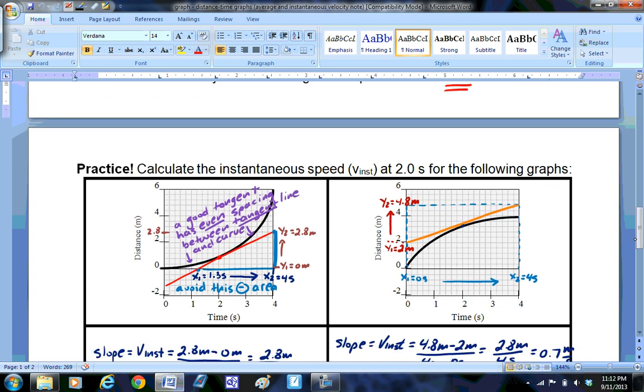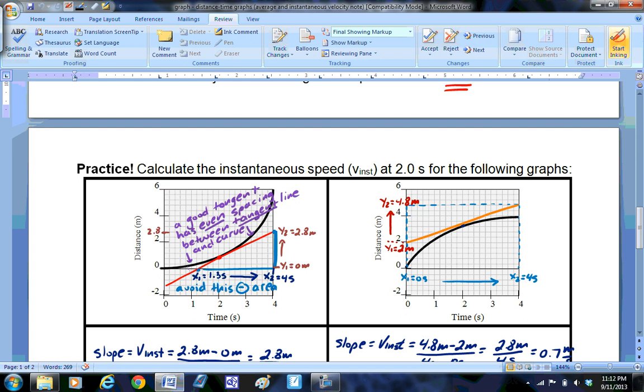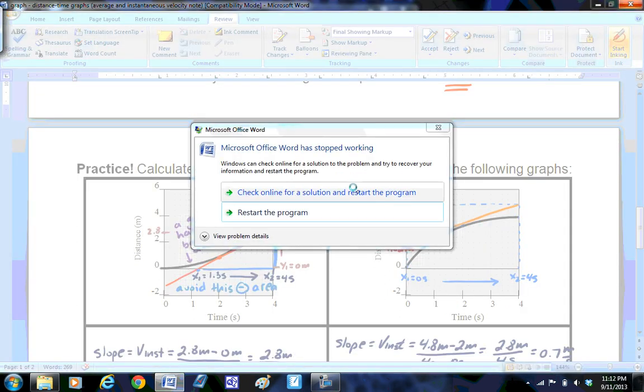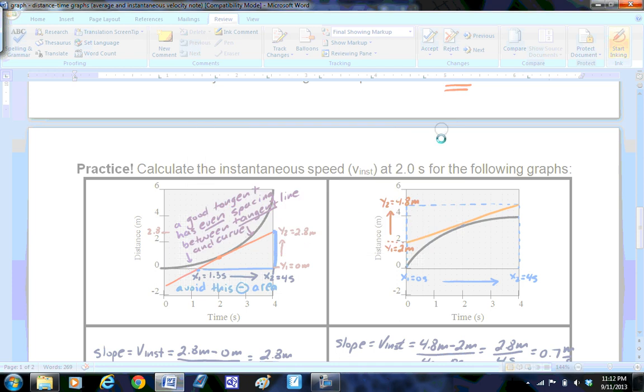So let's look at a couple of examples. So what I have over here is 2 examples. Uh-oh. No, don't crash on me now. So I've got 2 examples. I'm going to pause for a second.